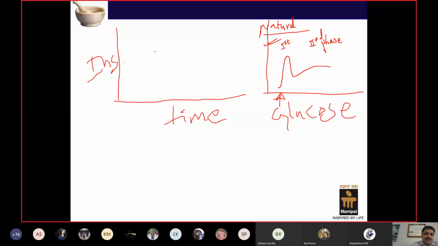Now what is the bolus regimen? Suppose this is 10 a.m. in the morning, and this is 10 p.m. So at 10 p.m. generally we give insulin glargine. Here we give insulin glargine.